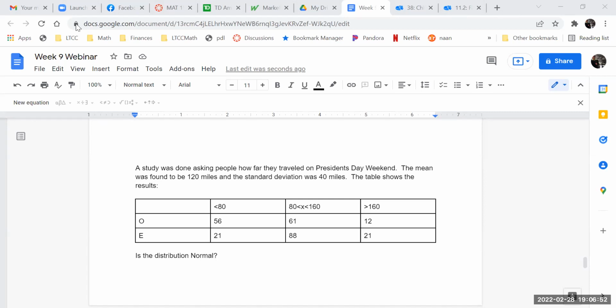So here we have some stuff, and I'll talk about the table in a little bit. In fact, let me not put those in yet. We'll get those in a bit. So we have less than 80, 80 to 160, and greater than 160. We had 56 that were less than 80, 61 that were between 80 and 160, and 12 that were greater than 160. And the question is, is the distribution normal?